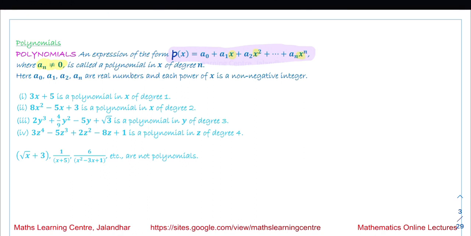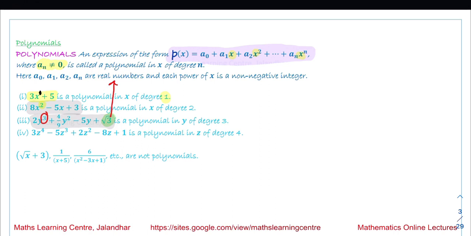Some examples are given. 3x + 5 is a polynomial of degree 1. Degree 1 means the highest power of x is 1. Similarly, 8x² − 5x + 3 is a polynomial of degree 2. Next, this polynomial is given: 2y³ + (4/9)y² − 3y + √3. This √3 is a real number, so it is not creating any problem. So this is a polynomial of degree 3.